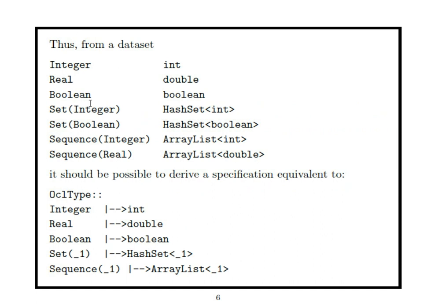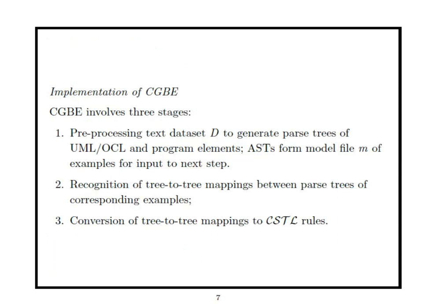Thus, from a data set of examples of types like this, we'd like to be able to derive the corresponding CSTL rules which map obviously individual items correctly, but also can abstract from the examples, say the two examples of a set here, to a general rule for any parameter, and likewise for sequences from these two rules abstract a general rule. From these two examples, abstract a general rule. So that's the key element there.